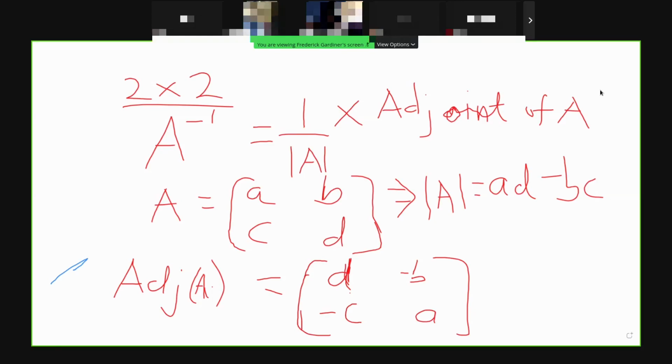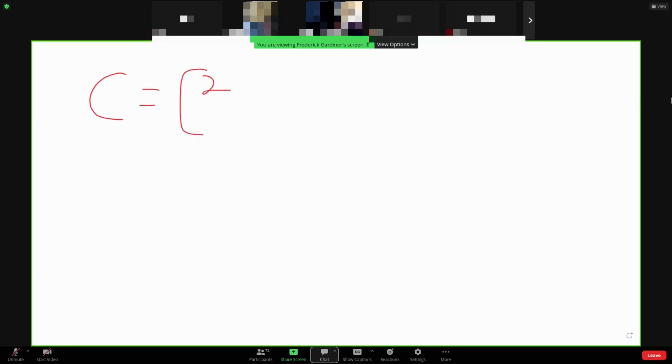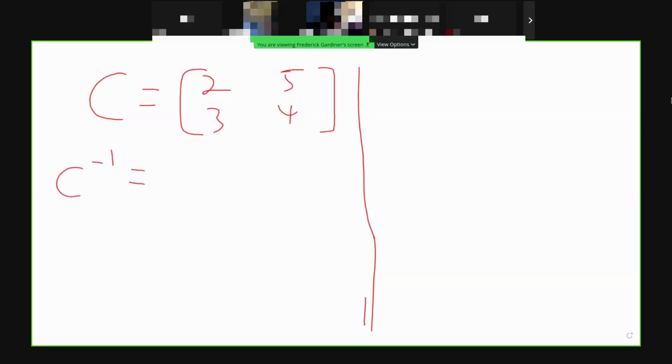Yes. Can I see the board and look at an example? After the example, we can close. Now, let's take, say, this matrix C with elements 2, 5, 3, and 4. If I want C inverse, I know my C inverse will be equal to 1 over determinant of C multiplied by adjoint of C.